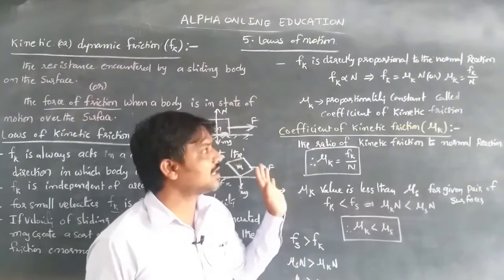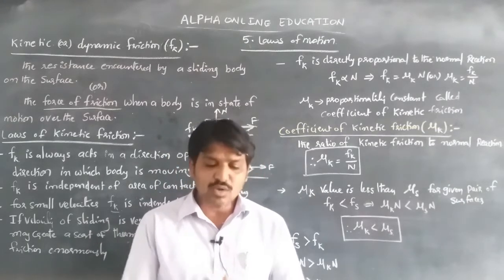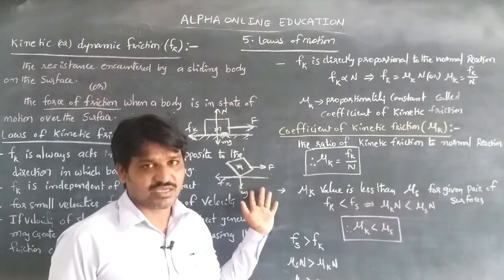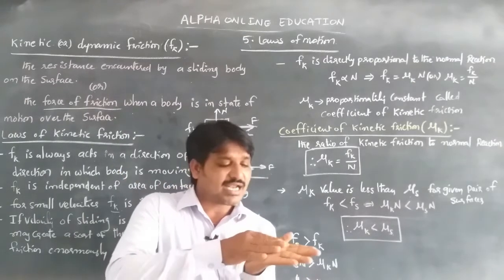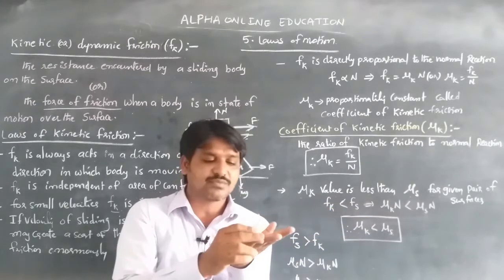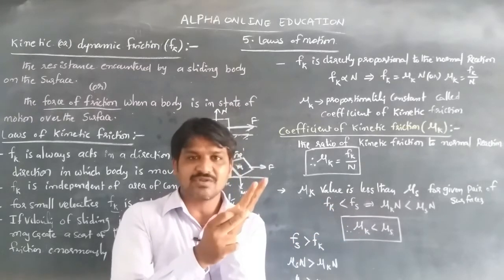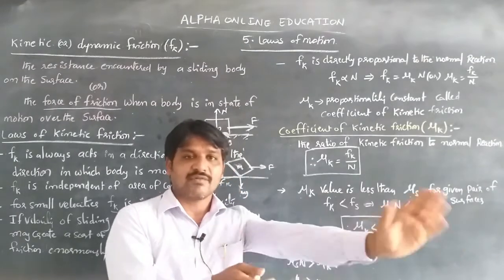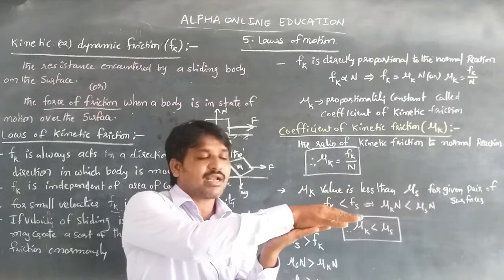So this is about kinetic friction. One more point: kinetic friction is a sliding friction. Whenever a body slides over another body, it is called kinetic friction. There are two types: one is sliding friction and the other is rolling friction. Sliding friction means when a body is sliding over another body.